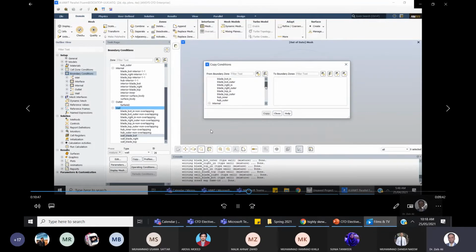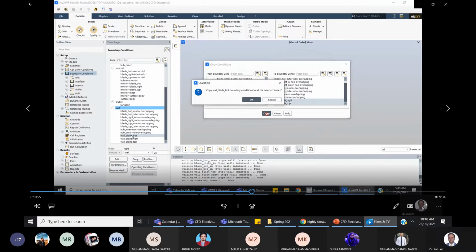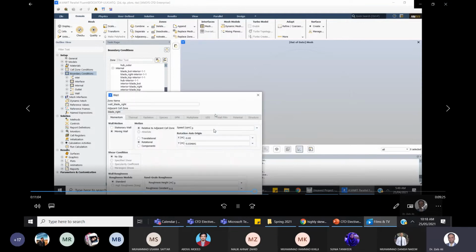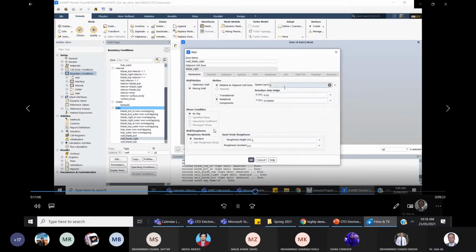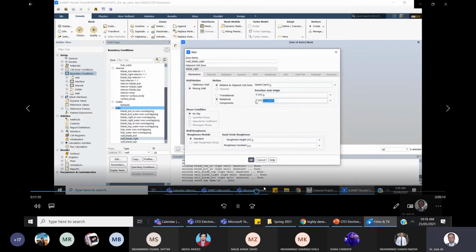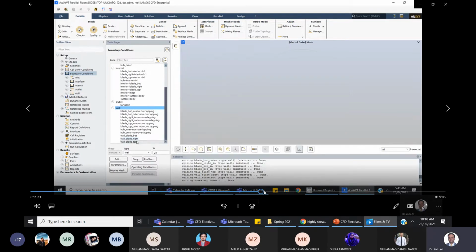So in the same manner, you also set the wall boundary conditions. You can also copy. So once you have set a condition for the bottom blade, you can just copy it to the other. But keep in mind that you have to change the coordinates of the origin. So that you can see later.